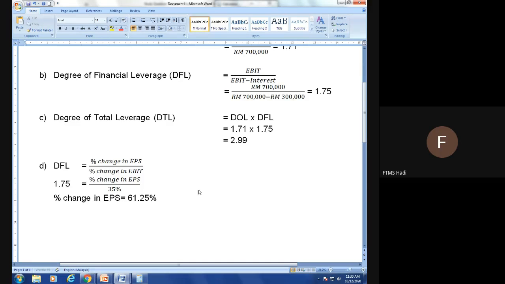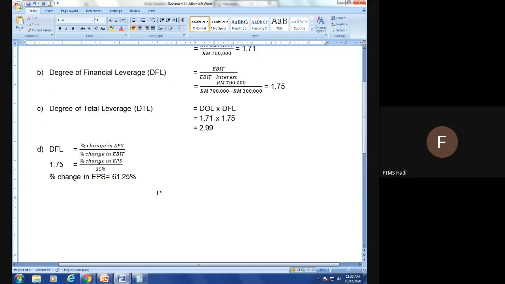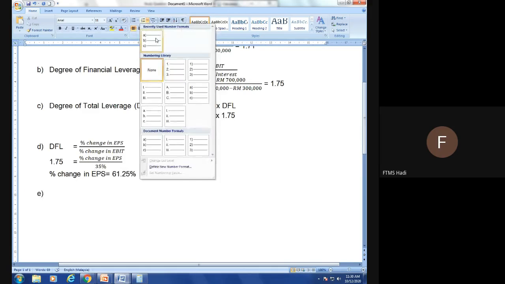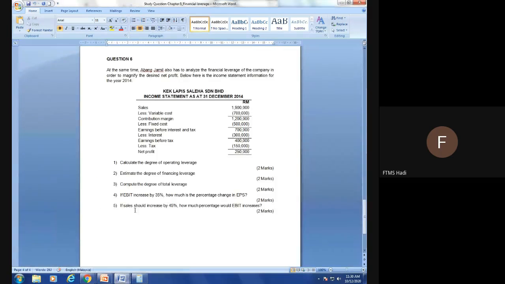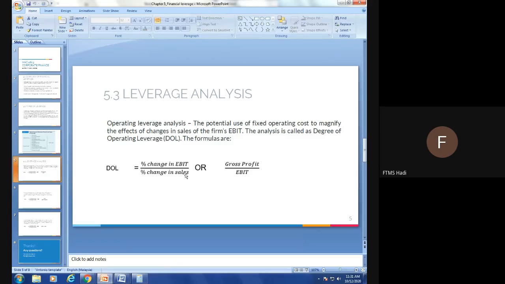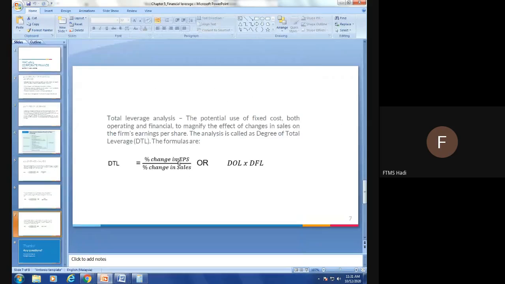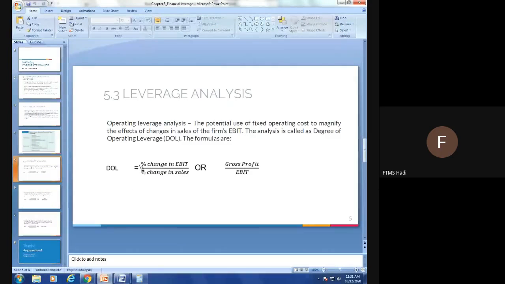Question E, the last part, states that if sales should increase by 45%, how much will EBIT increase? So we have sales and EBIT. What is the formula that relates sales and EBIT? This one cannot be used because it has EPS and EBIT. This one has EBIT and sales, so you can use DOL. For DTL, it is EPS and sales, but here there is no EPS, so you cannot use DTL. So you should use DOL.